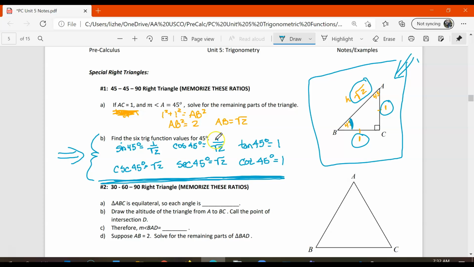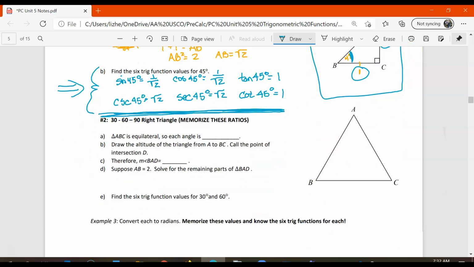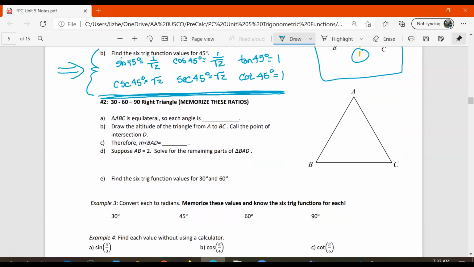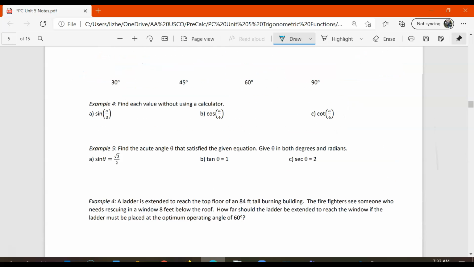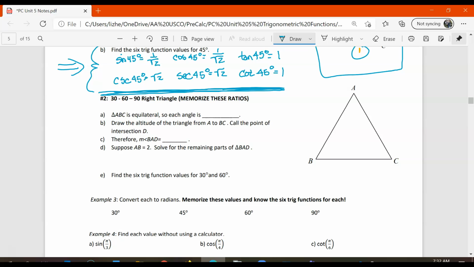Number 2, special right triangle, is the 30, 60, 90 right triangle. So, triangle ABC right here is equilateral. So each angle is 60 degrees. This is an equilateral triangle. We can mark it up.